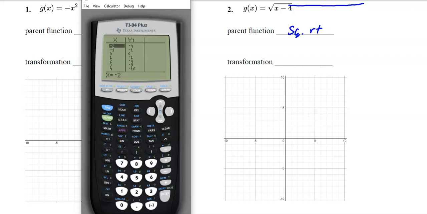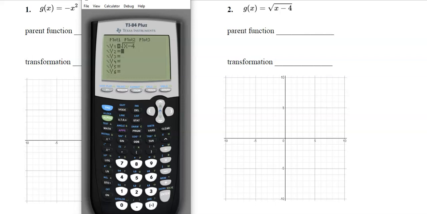Now I could graph it. Sometimes you can't see as well on the graph, but I could graph it. And I could go in here and I'm going to go to y equals. And I'm going to clear that out. And I'm going to hit second x squared. That's a square root function. And then I put x minus 4. And my square root bar is still going, so I'm okay. I'm going to arrow out of that and hit enter.